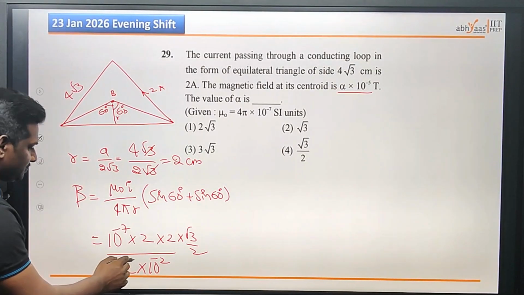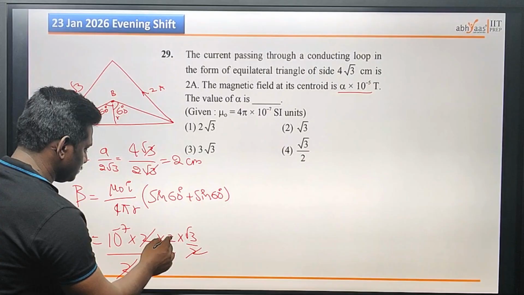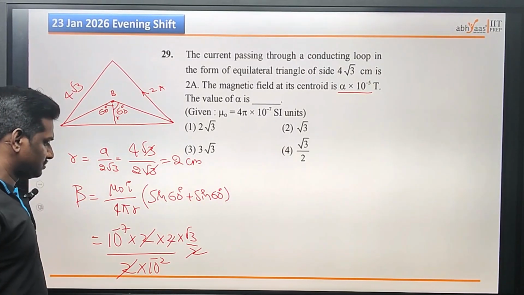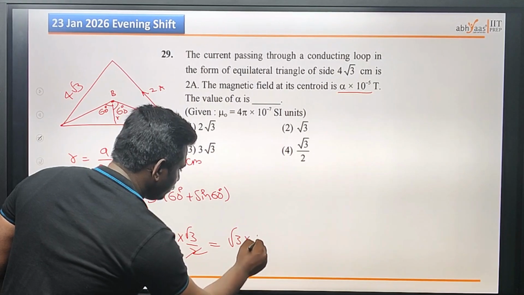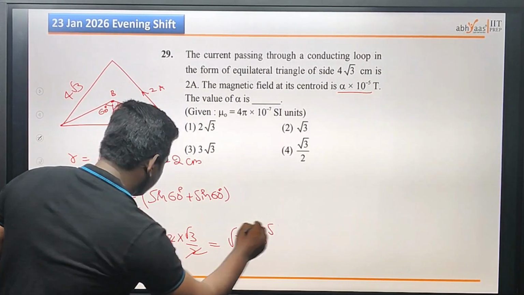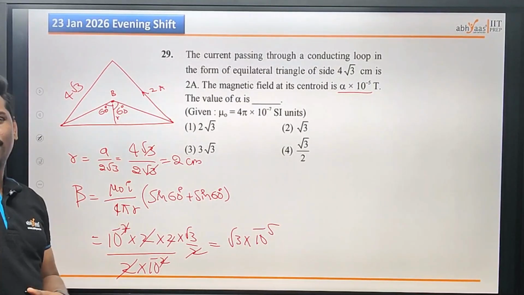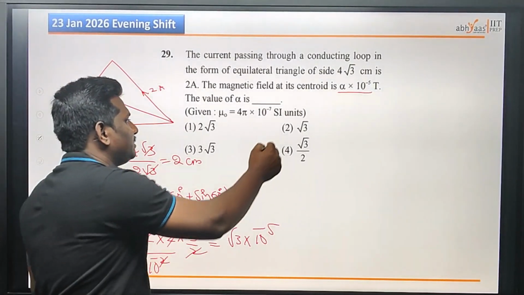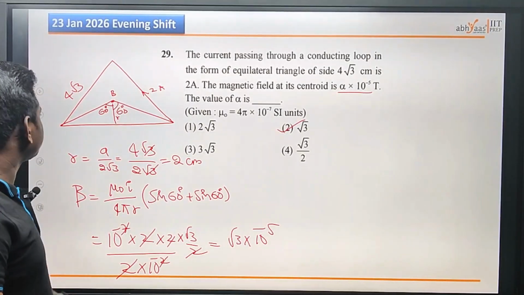Cancel out. And one more is there, so we get root 3 into 10 to the power minus 5. So what is the value of alpha? Root 3. Alpha value is root 3.